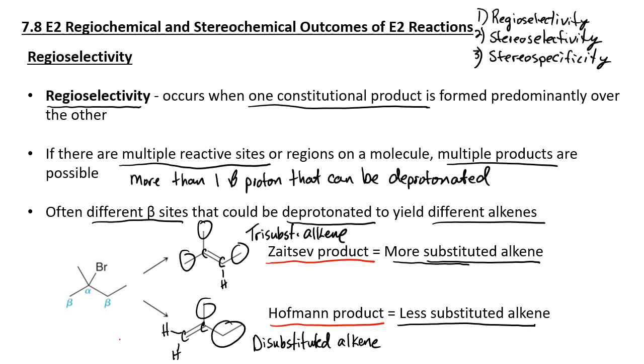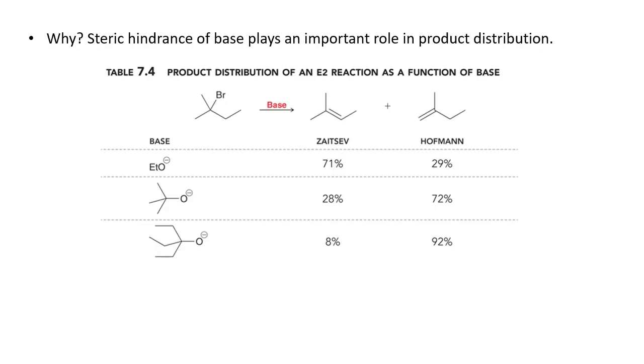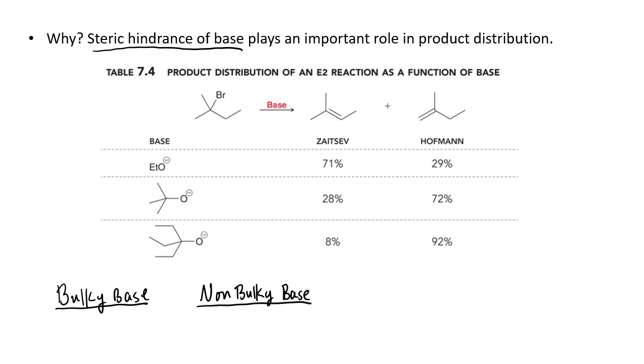So different beta protons can be deprotonated to give different products. The one that is more substituted, we call the Zaitsev product. The one that is less substituted, we call the Hofmann product. Now we're going to learn how to predict which will be the major and minor product. The product distribution depends on the steric hindrance or type of base that we're using. So, bulky bases versus non-bulky bases. Ethanol or ethoxide is a non-bulky base.